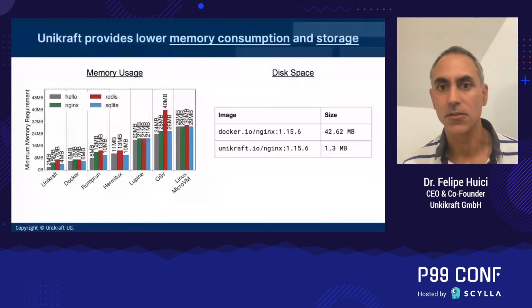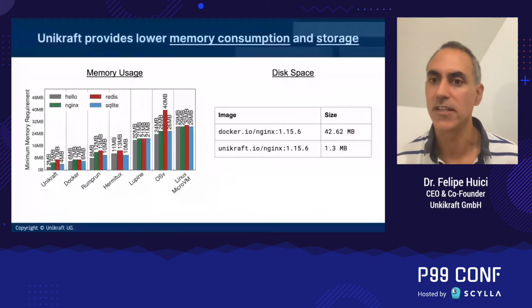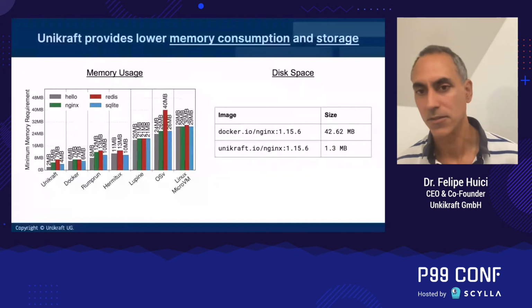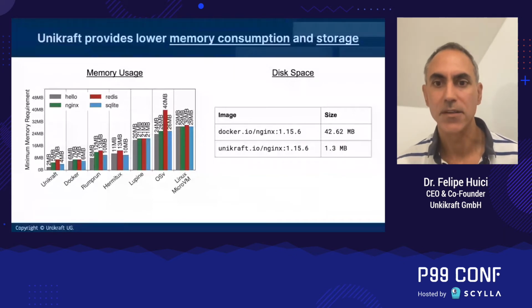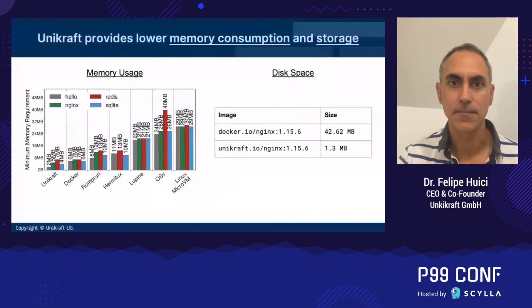And then on the right-hand side, disk space, the Unikraft images are pretty small. In this case, for Nginx, for instance, is 1.3 megs. Most of that consumed by the actual application. In comparison, a Docker Nginx image is about 43 megs.